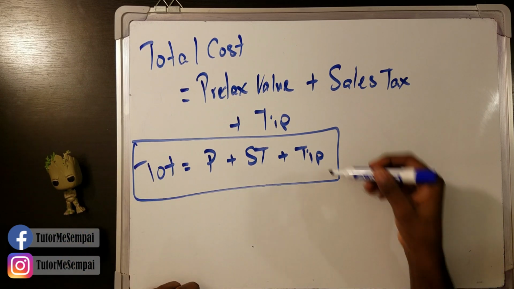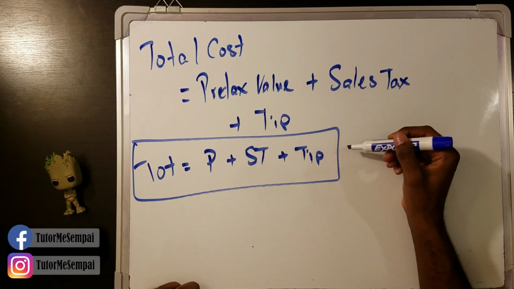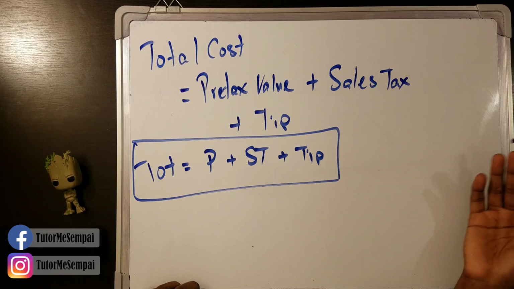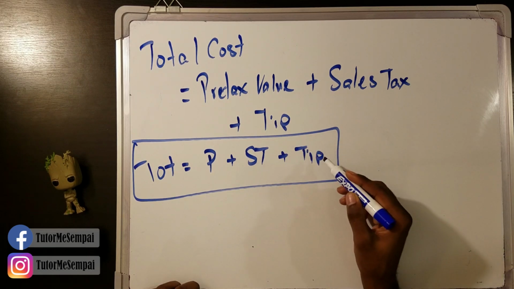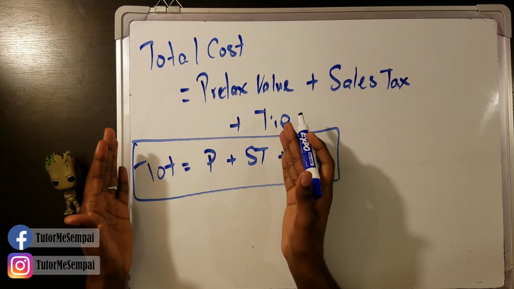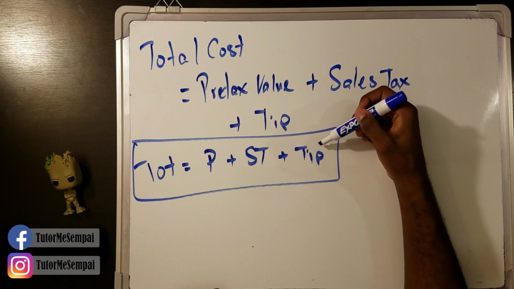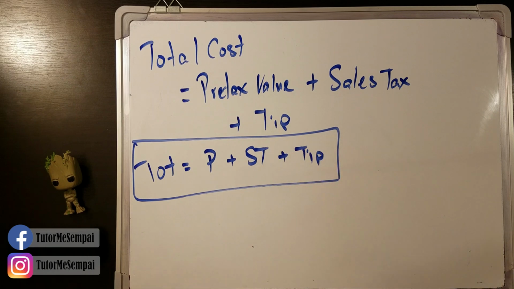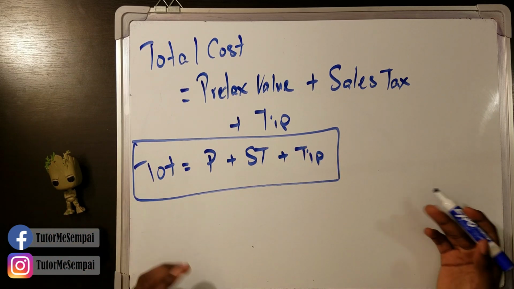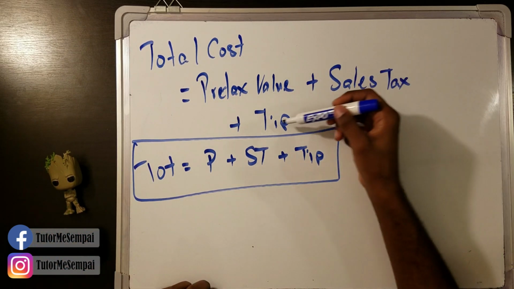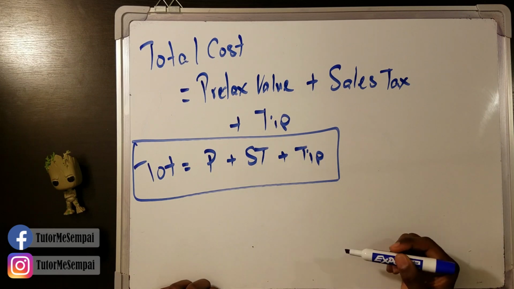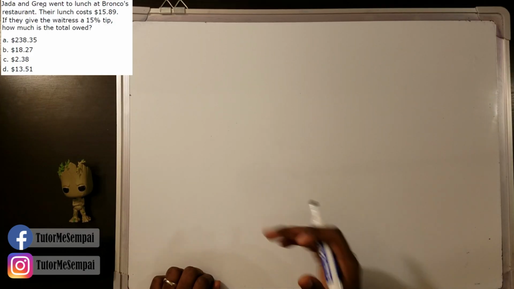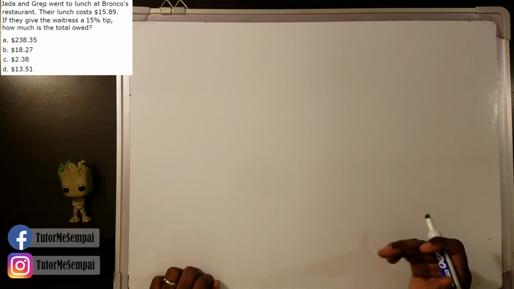Now, once again, you might not always have to factor in this tip. For example, if you were to buy those jeans at the store, there wouldn't be a tip portion, but you can still use this formula and just put 0 for tip whenever a tip doesn't apply. This will be how you're going to find the cost of a particular item when factoring its sales tax and any potential tips. So our question for today says, Jada and Greg went to lunch at Bronco's restaurant.